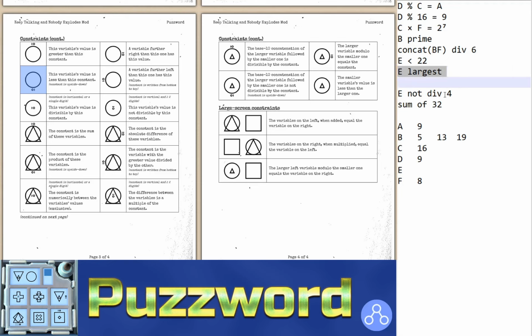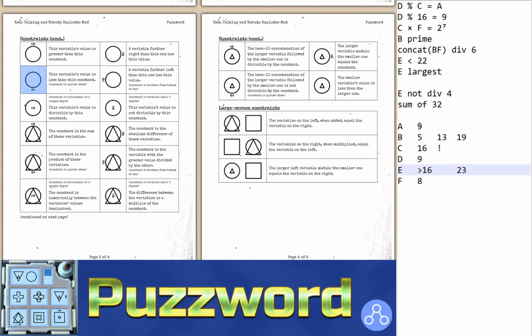Well, not quite, because E still has to be largest, which means it has to be at least 16. But it also has to be not divisible by 4, so it's at least 17, so it's greater than 16. Now we are going to go on the hunt for the sum of 32. Can anything add up with 16? No, because that would require another 16, so it's not that. 9 plus what gives you 32? That would be 23. So in that case, Echo would have to be a 23.